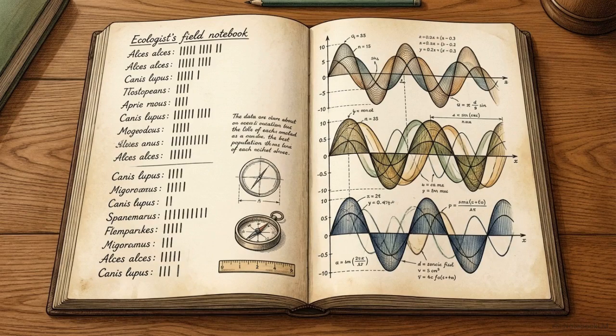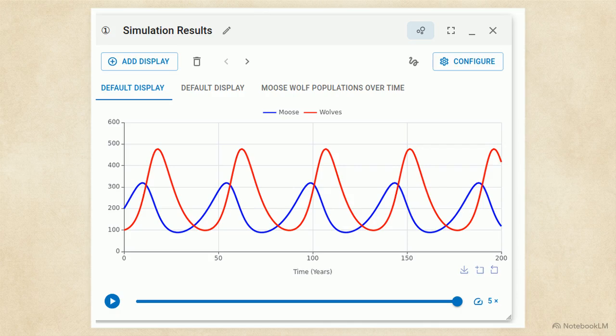Ecologists who were recording population data over decades found that these two species operate as a single system with mechanical precision. This chart tracks simulated moose and wolf populations over 200 years. The blue prey and red predator lines form a repeating wave. In each cycle, moose surge first. Wolves respond, over-consuming them until the moose crash. Then wolves starve and the cycle restarts.